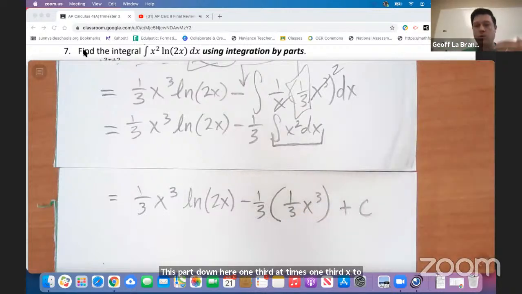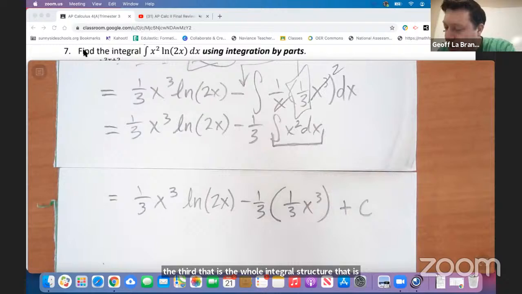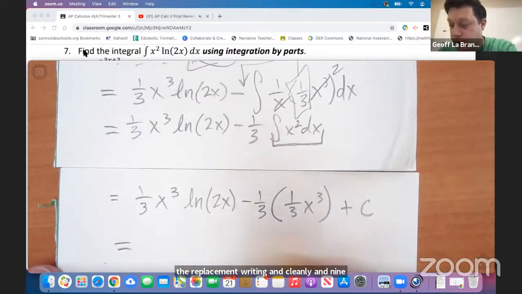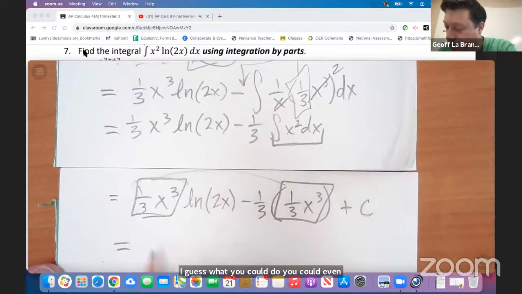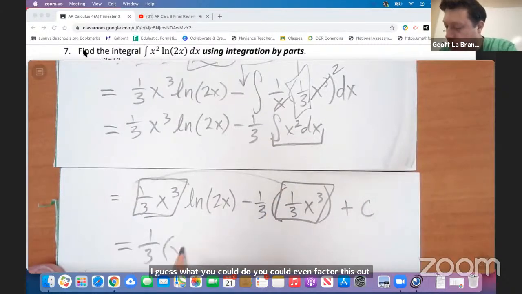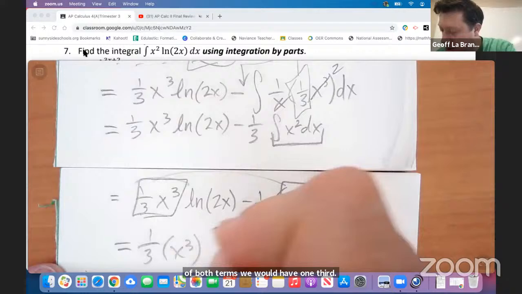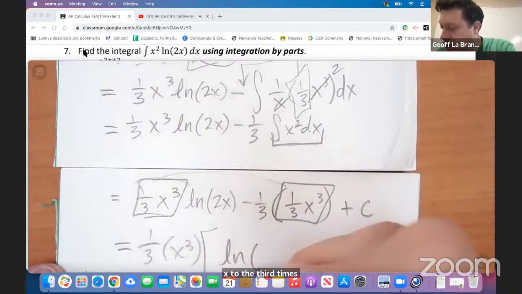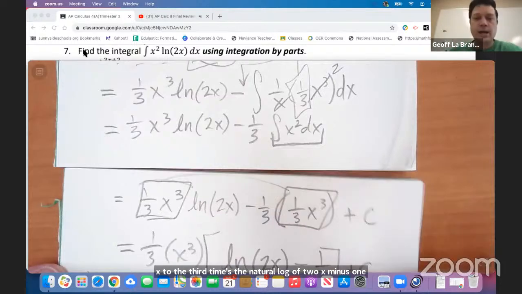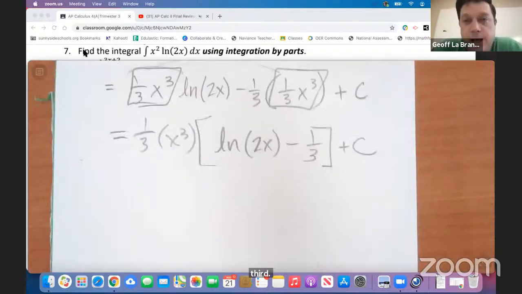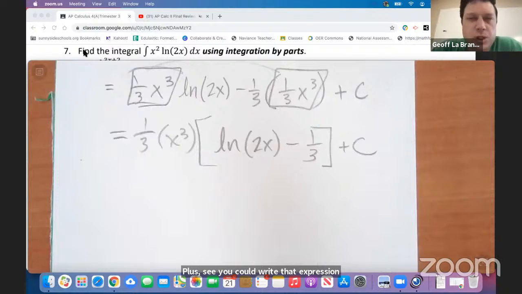That is the replacement. Writing it cleanly and nicely, I guess what you could do, you could even factor this out of both terms. We would have 1/3 x to the third times the natural log of 2x minus 1/3 plus c. You could write that expression and be done. It might be difficult to grade or it might be difficult to read. So maybe we don't factor out the 1/3 x to the third. It's just nice to know that it exists.